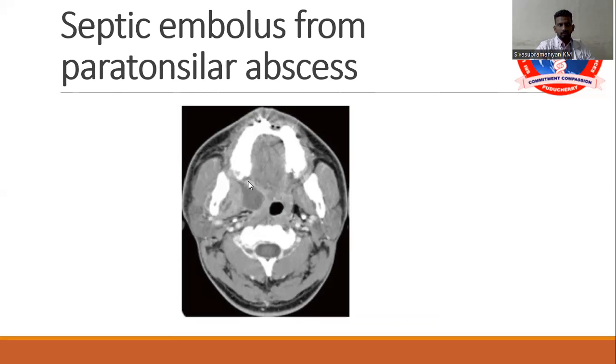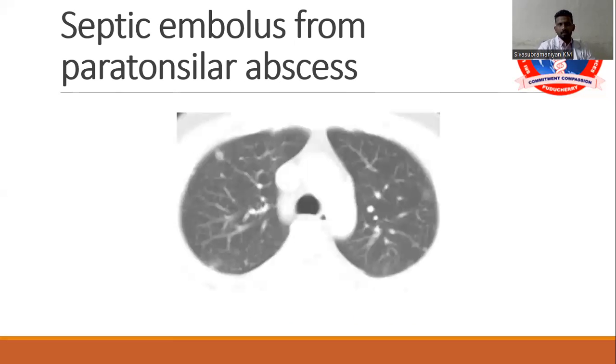And this has a propensity for hematogenous dissemination and septic embolism. And that's what you see here. This is a septic embolus that has occurred from the paratonsillar abscess shown in the previous image. You can see multiple peripherally arranged tiny nodular densities diffusely scattered in the bilateral lung parenchyma. And this is very classic of a septic embolus. The primary source of the septic embolus is the right paratonsillar region.